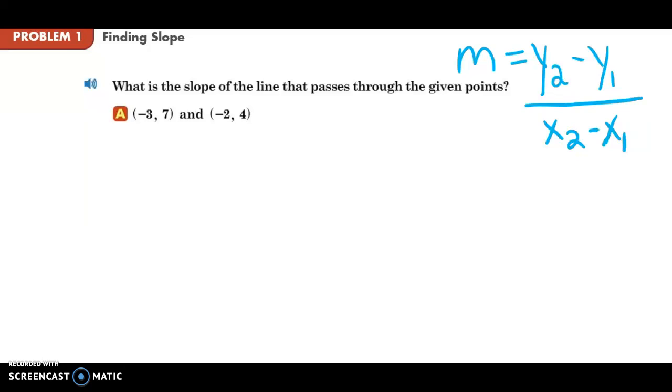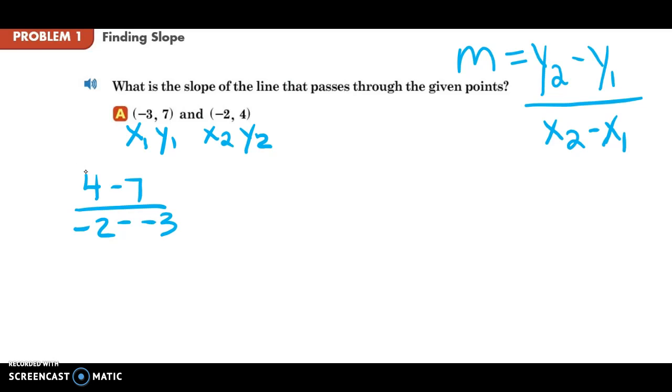So now let's try the example. We want to find the slope between the 2 points. What I would do first is label the first point x1, y1, and label the second point x2, y2. Now let's plug the points into the formula. So we have the y2 coordinate 4 minus the y1 coordinate 7 over x2 minus x1, which is negative 3.